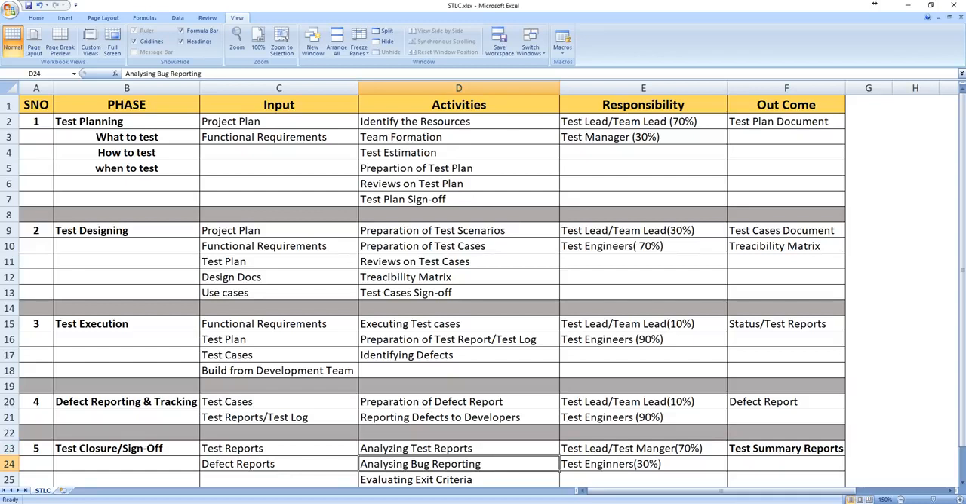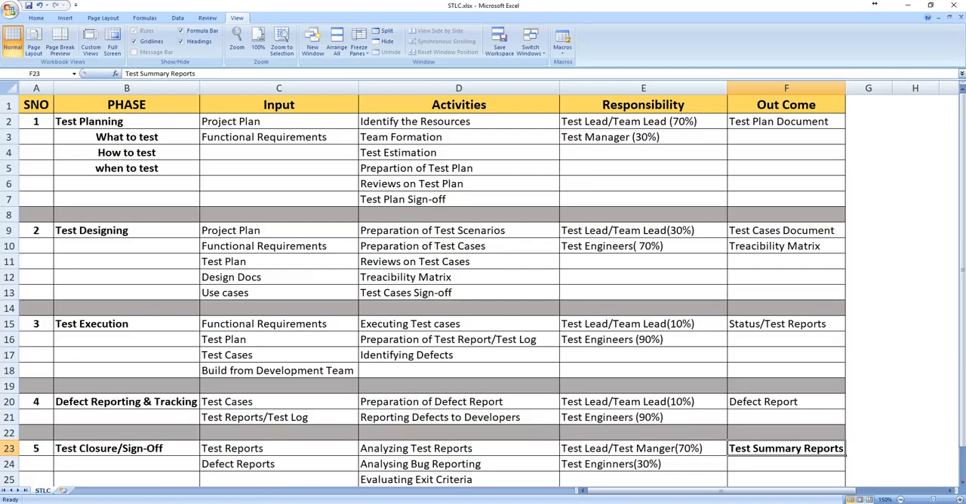Finally, we have a test summary report. This is the outcome of the phase. The test summary report contains all the documents we have prepared above; everything will be there in the test summary report. So this is the high level STLC process and activities.